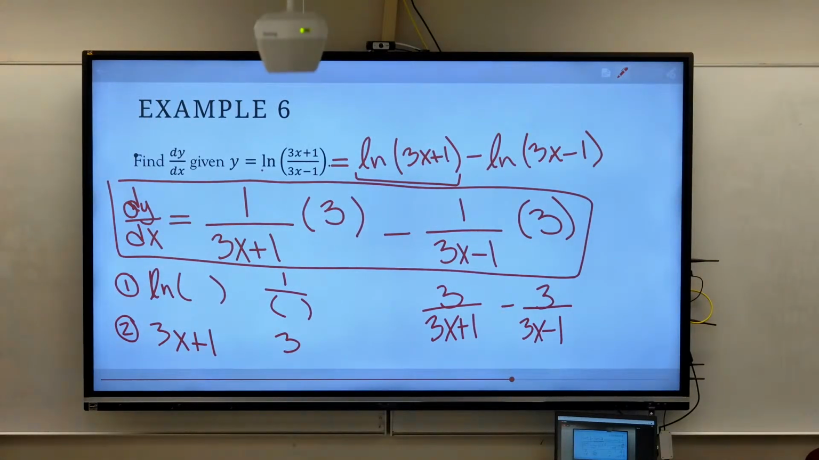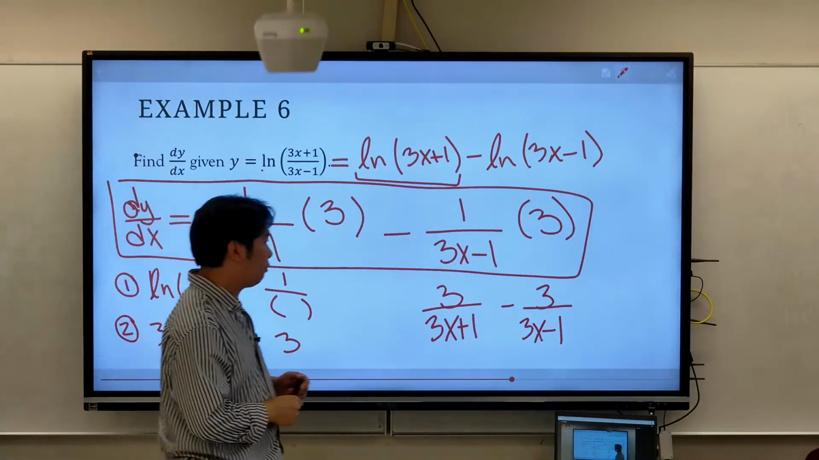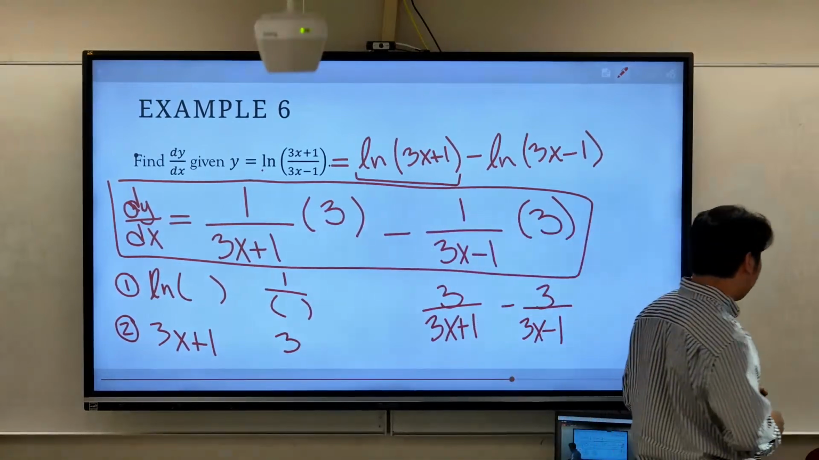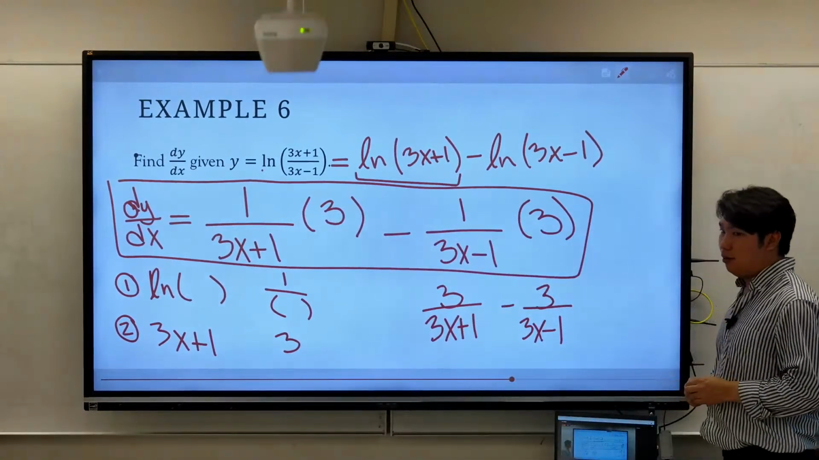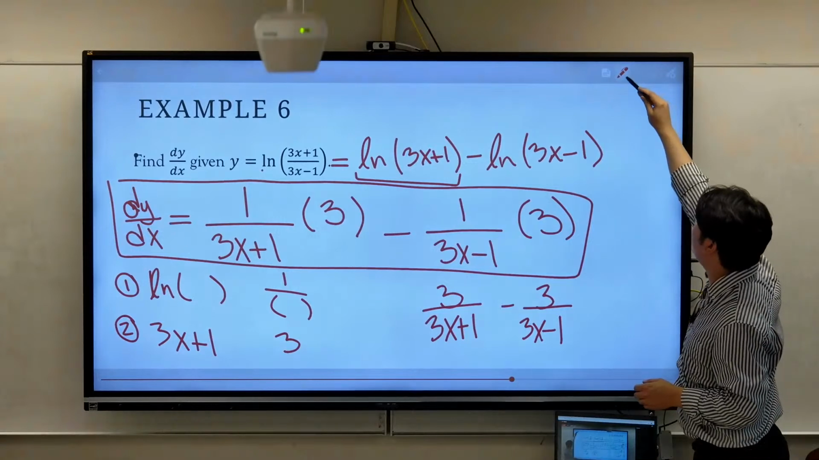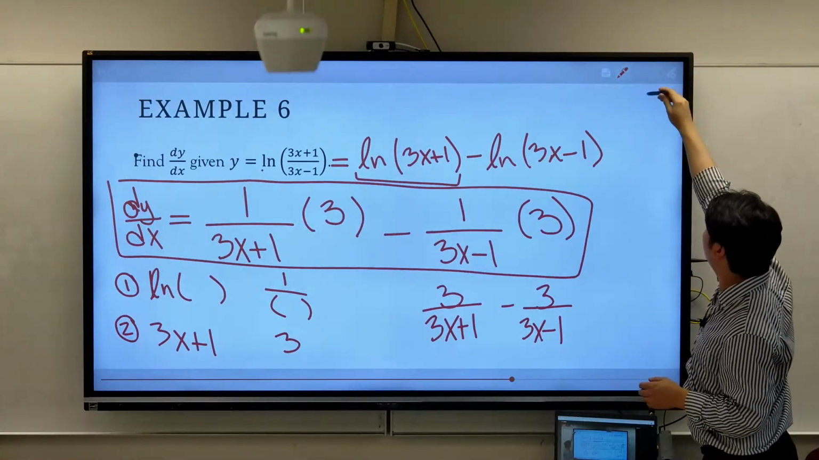All right, so we have example 6. We avoided a quotient rule. Any questions about this example 6? All right, so let me go ahead to the next slide.